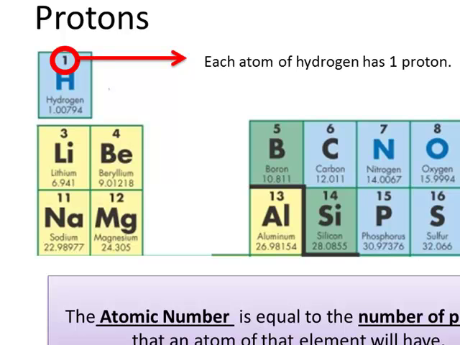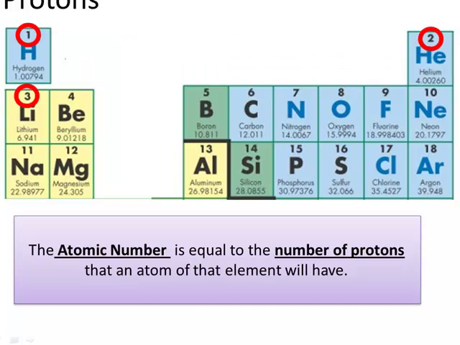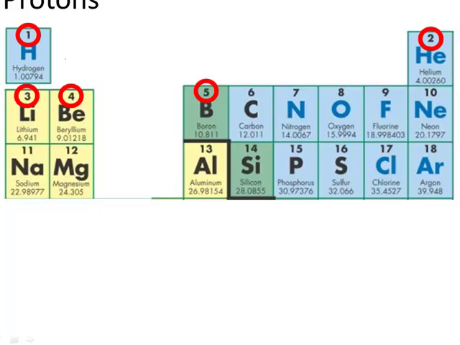If we move on to the second element on the periodic table, which has an atomic number of 2, this is helium. This means that all helium atoms have exactly 2 protons in their nuclei. This pattern continues on the second row of the periodic table. Lithium has 3 protons in its nucleus, or an atomic number of 3. Beryllium has 4. Boron has an atomic number of 5, and 5 protons in its nucleus. And so this pattern continues.